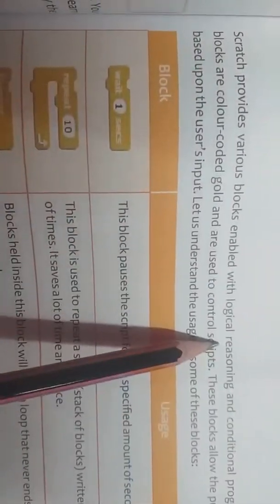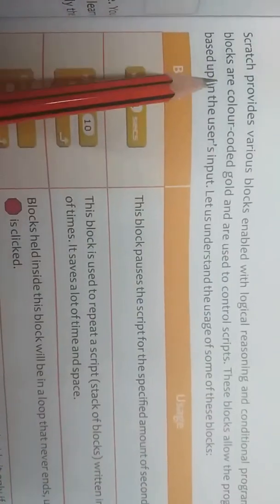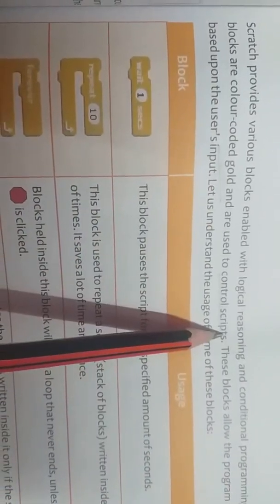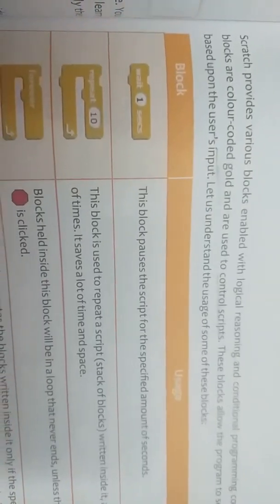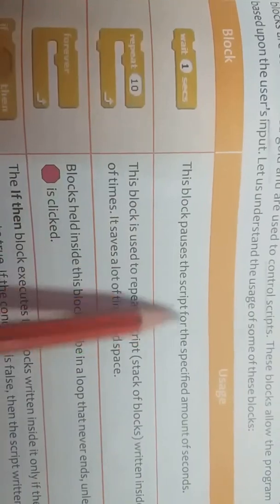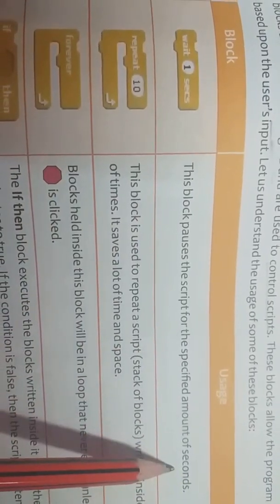Scratch provides various blocks enabled with logical reasoning and conditional programming concepts. These blocks are color coded gold and are used to control the script. Here you can see all blocks are gold in color. The first block we have is wait 1 seconds. This block pauses the script for the specified amount of seconds.